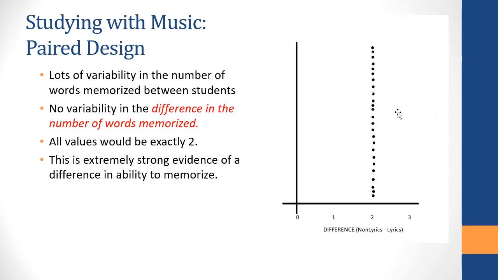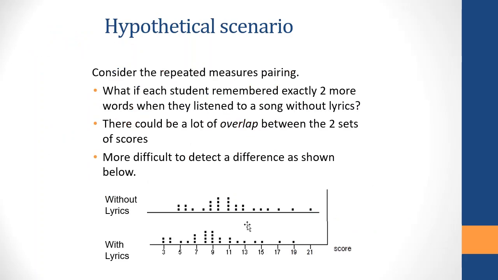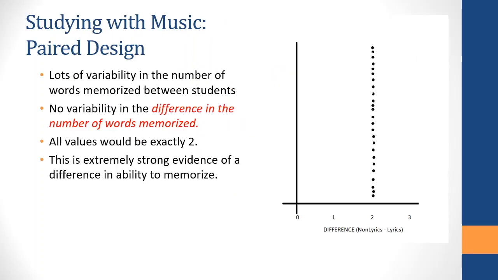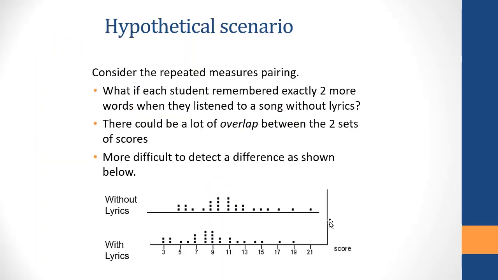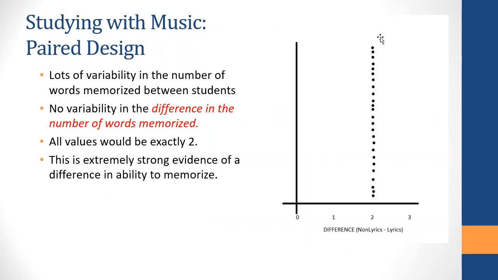And so you can see how much variability. Look at all the spread here and here. Now there's no spread. Now that assumed that every student got exactly 2 more words, but this is what happens when you do a paired design: you remove all of the variability within the group and just focus on one person to that same person. And when you do that, you can a lot of times get tighter data. And this would be extremely strong evidence that non-lyric music allows you to memorize more words.